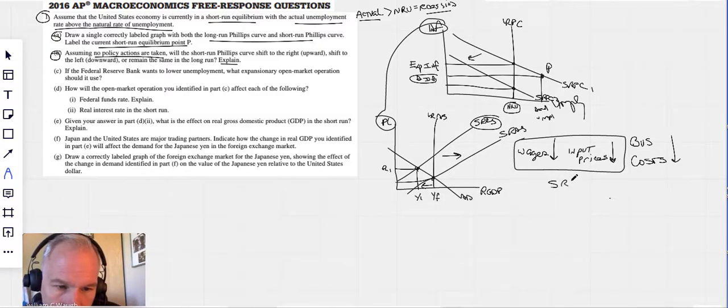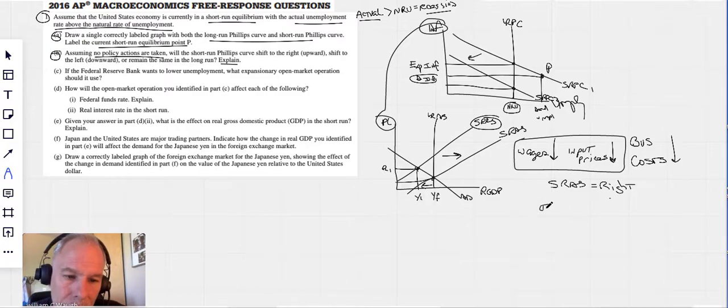Short run aggregate supply curve shifted to the right. And we went back to full employment at a lower price level, right? Here, I know my short run Phillips curve shifted to the left to give me that lower price level back to full employment. So they're going to ask us, will the short run Phillips curve shift to the right, shift to the left, or remain the same? We're going to say it shifted, obviously, to the left.